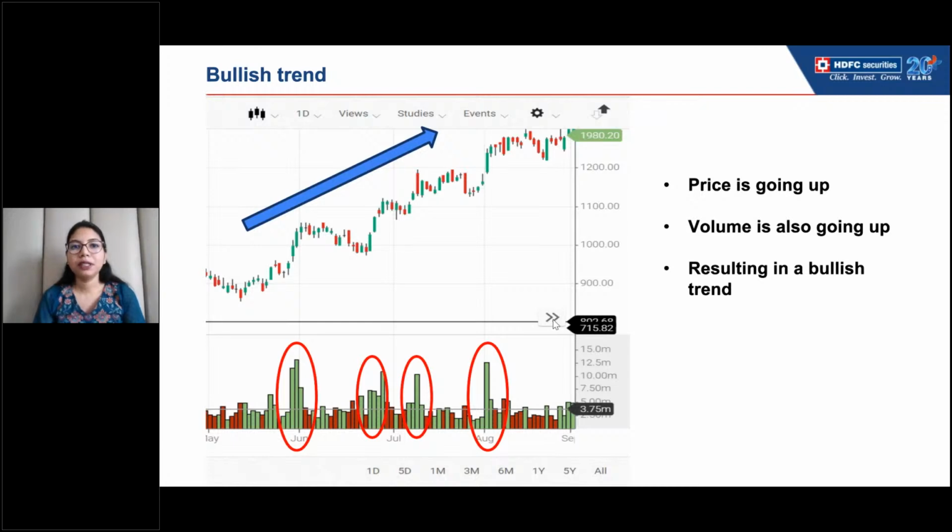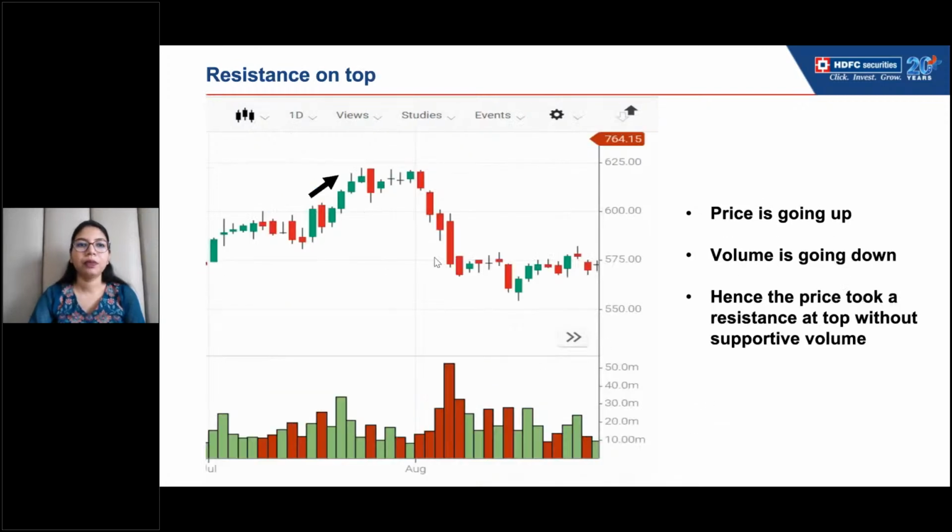Okay, of course with the help of proper stop loss, but then even if the price is high, you can plan your entries if there is a good volume and the price is still going up. Okay, so we saw this first scenario. Now the second one. What is happening over here?